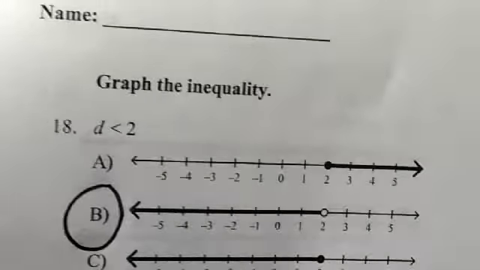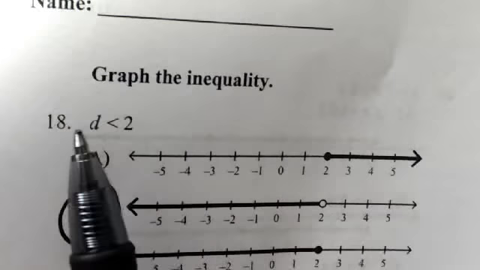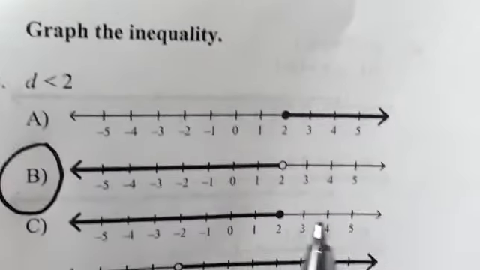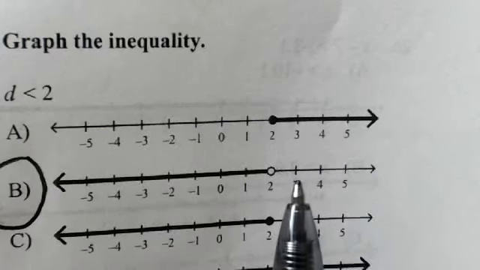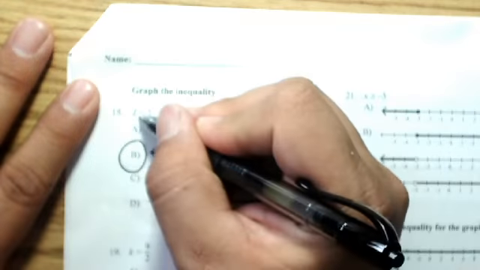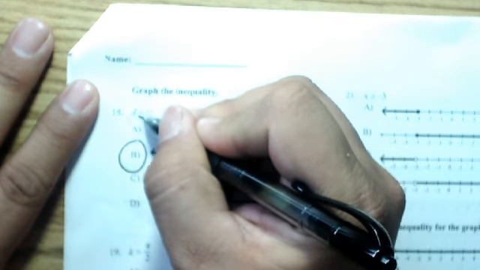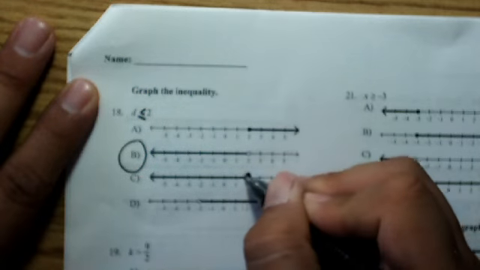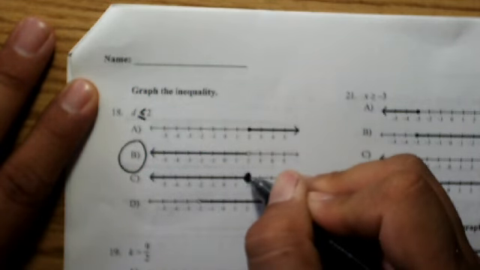Look, because this means that it does not include the 2. So you have to leave an open circle at the 2. Look, in other words, I'm going to write on this. If it had the less than or equal to, then it would be this one. Do you see? Do y'all see that?